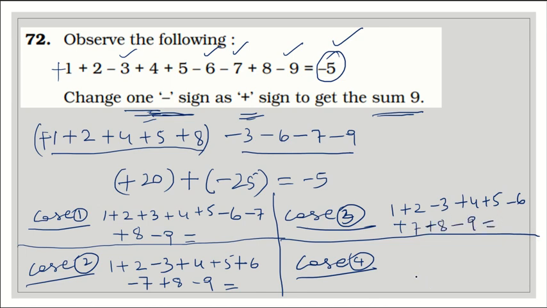This is the third case. And what is the fourth case? Instead of the negative signs in front of 3, in front of 6, in front of 7 and in front of 9, only the sign in front of 9 becomes positive. So the rest of the things will be minus 3 plus 4 plus 5 minus 6 minus 7 plus 8 plus 9. It will be only considered.